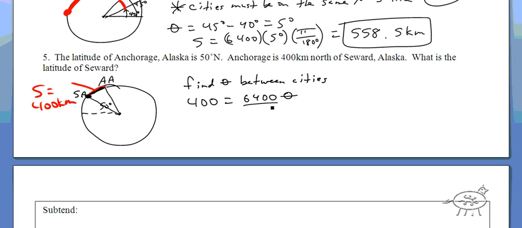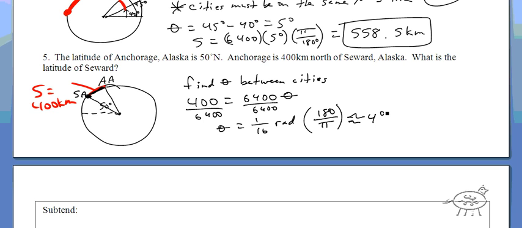Okay, and if I divide by 6,400, theta comes out to be 1 over 16. And of course, that's radians. Remember, the input is radians and the output is radians. So of course I need degrees because I need to figure out how far it is away. And if I convert that by multiplying by 180 over pi, that gives us approximately 4 degrees. Okay, so that little red mark that I drew, that's 4 degrees.